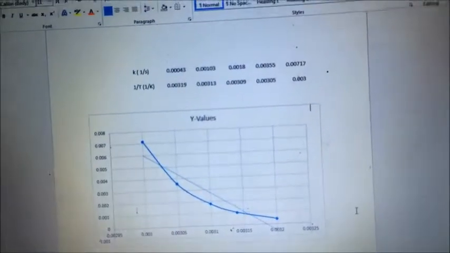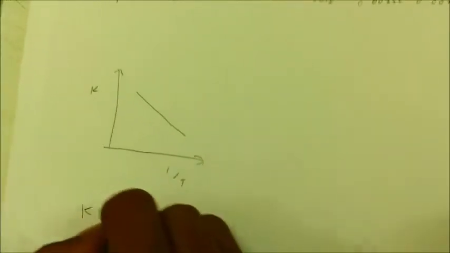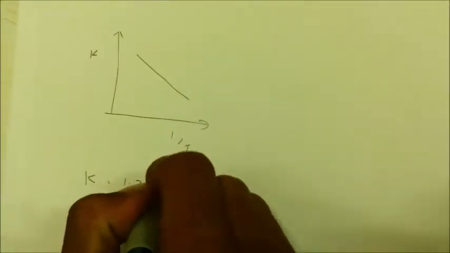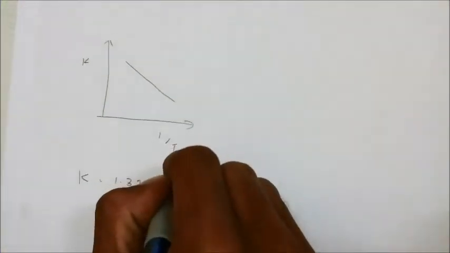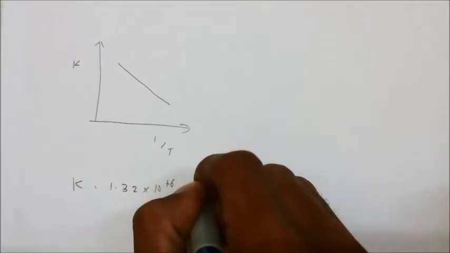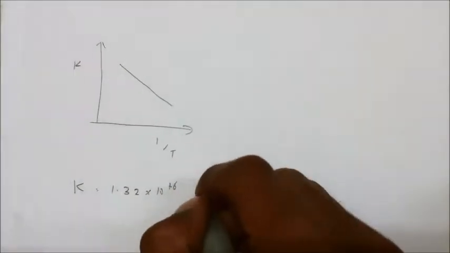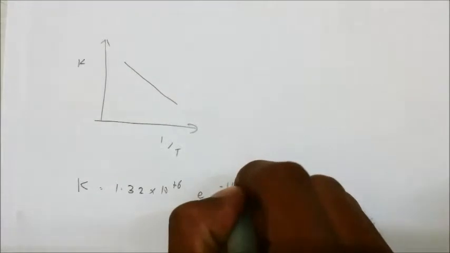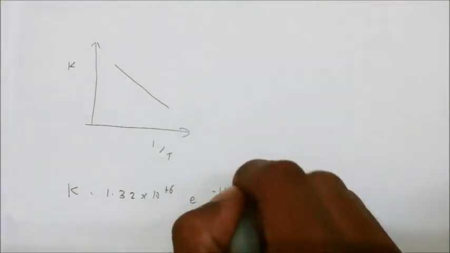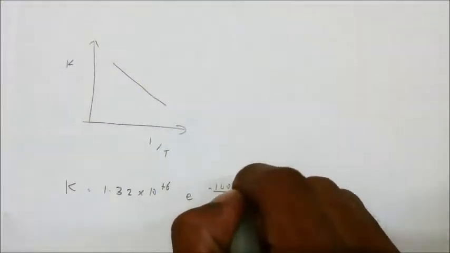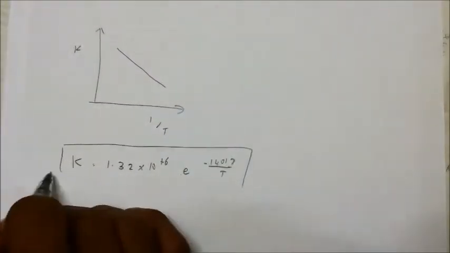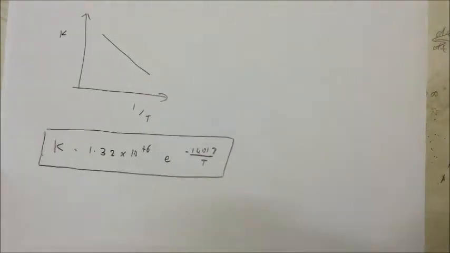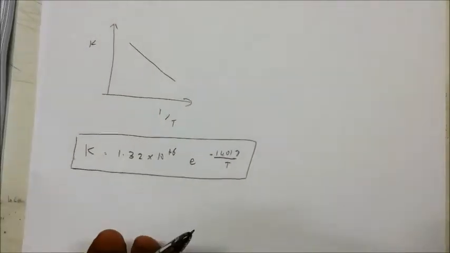From the graph I get an equation of k equal to 1.32 times 10 to the power of 16 exponential of negative 14017 over T. So from the graph I get this equation. What you have to do next from this equation?